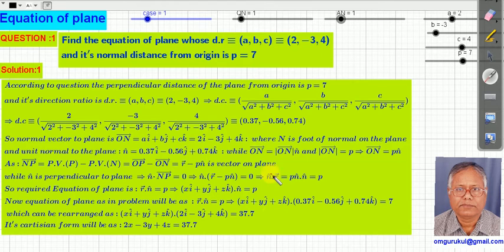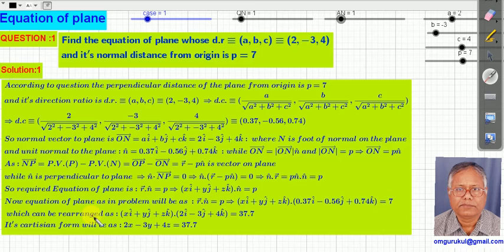While vector n is equal to modulus of n into unit n, means modulus of n is p or ON is p. So as I have already discussed in the article, the equation of plane becomes r dot n is equal to p. r is xi plus yj plus zk, as r is a random point on the plane, n is unit normal and p is the distance. Now putting the value as I derived here, r is xi plus yj plus zk dot this one is equal to 7.